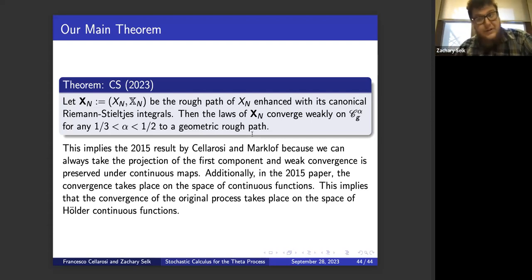And one thing why this is stronger than the original result by Celerossi and Markov is that, of course, you can just take the projection of the first component, and that's just the signal itself. But it's a little bit stronger. Even comparing to the paper with Celerossi and Markov, this tells you that the convergence not only takes place on the space of continuous functions, but takes place on the space of Holder continuous functions. So it's a little bit stronger there. Yeah, I think that's about all I have.